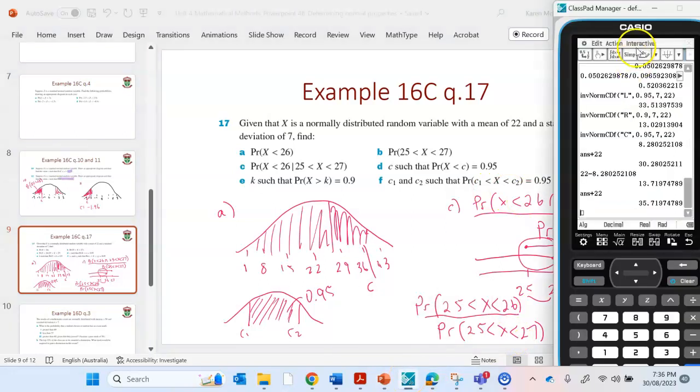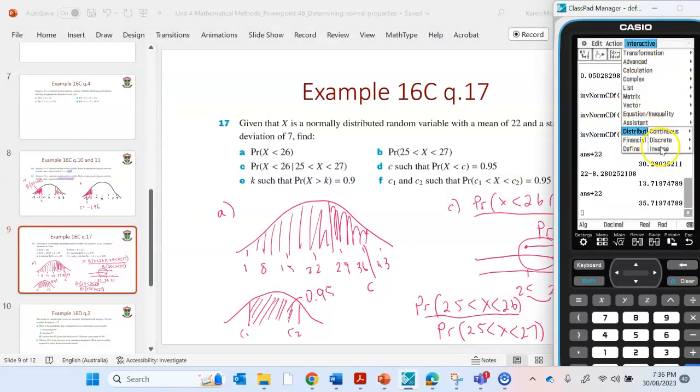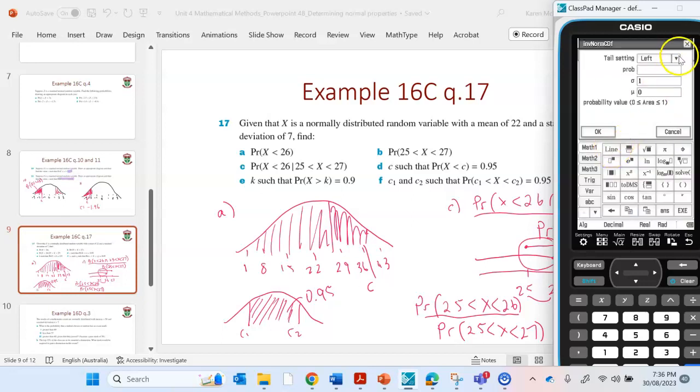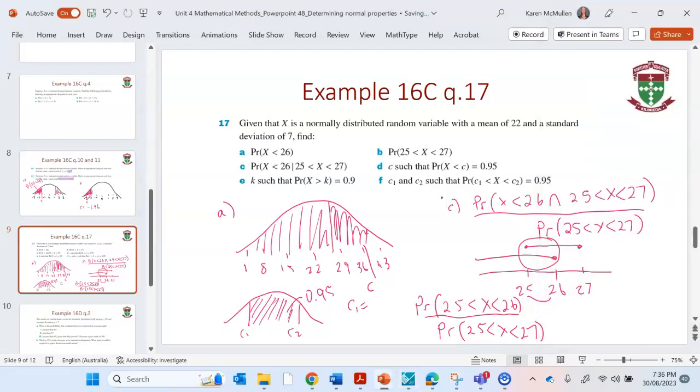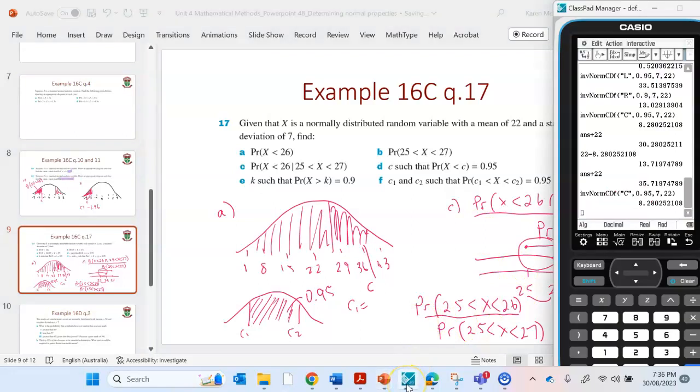So going on to the calculator. You may have noticed when we did the inverse normal before, we could do left or right, or you could also do center. Because the probability is in the center, so x is between 2 values, that's why we're using center here. So 0.95, standard deviation is 7, and your mean is 22. What this gives you is your first C value. Let me write that here. C1 is 8.28.